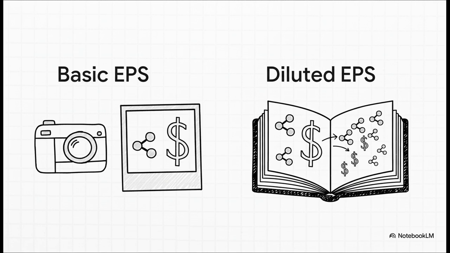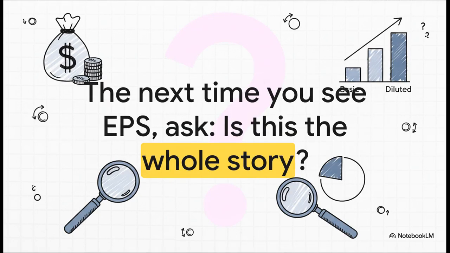All right, let's wrap it up. Basic EPS is the simple snapshot. Diluted EPS is the cautious, full story. So the next time you see an EPS number, you'll know to ask, am I seeing the whole story?